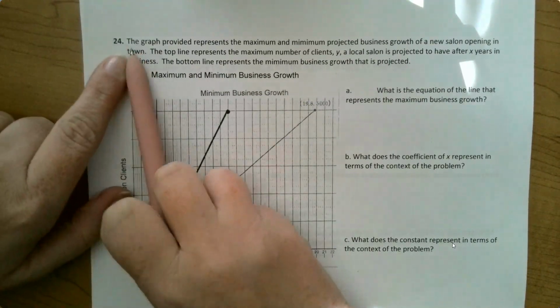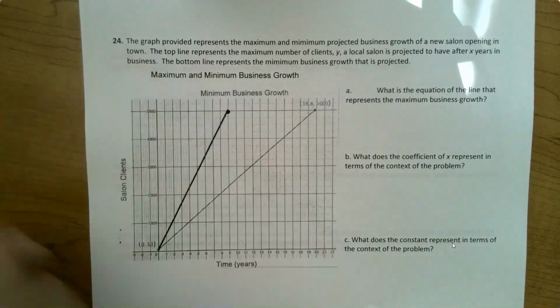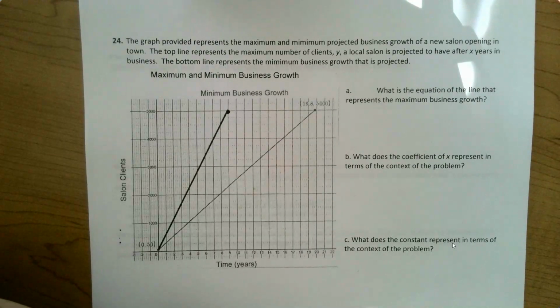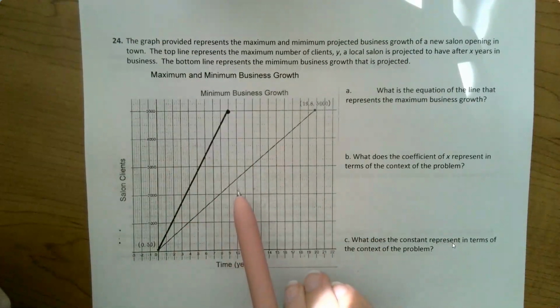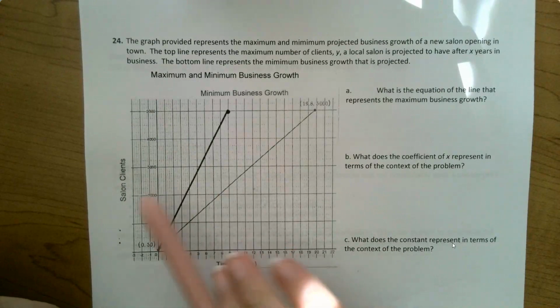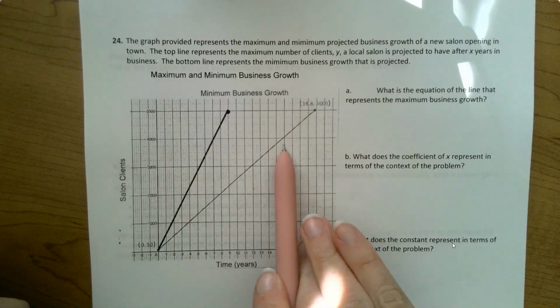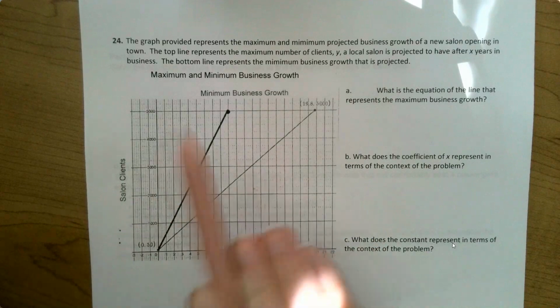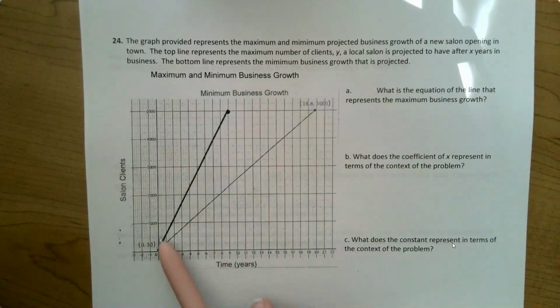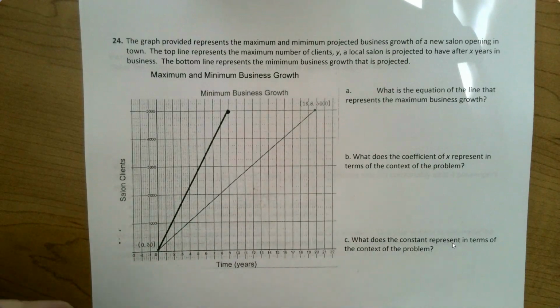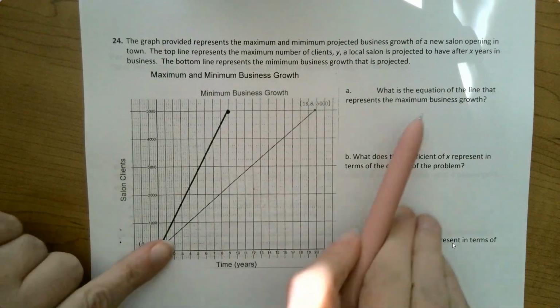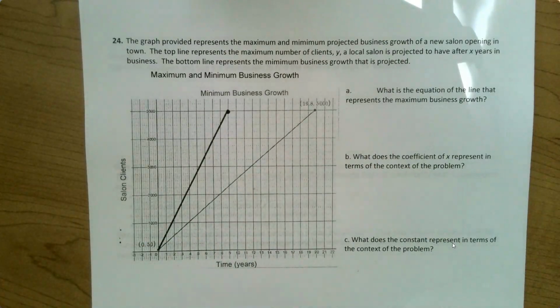Okay. The graph provided represents maximum and minimum projected business growth of a new salon opening in town. The top line is the maximum number of clients that they're projected to have, and the bottom line is the minimum number of clients. So these are some business projections. This is the most I could gain. This is the least number I could gain. What is the equation of the line that represents maximum business growth?